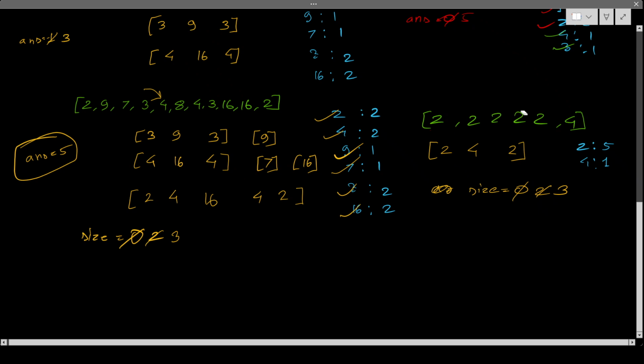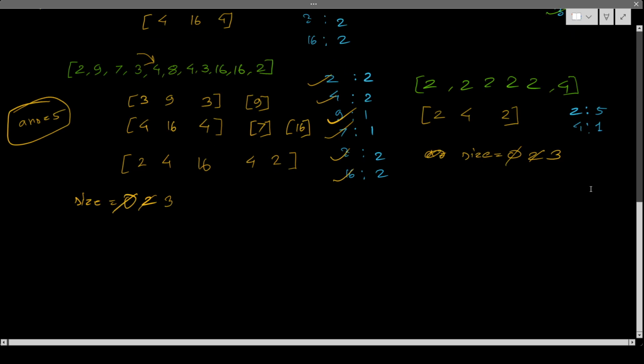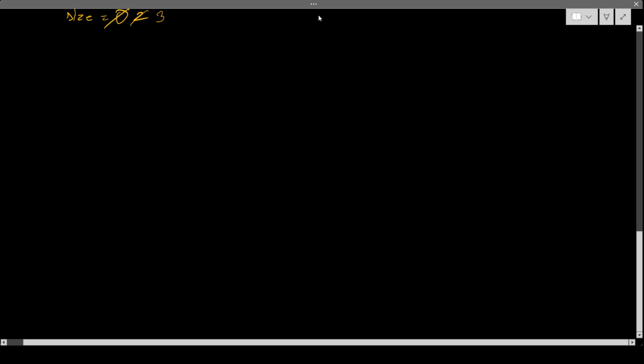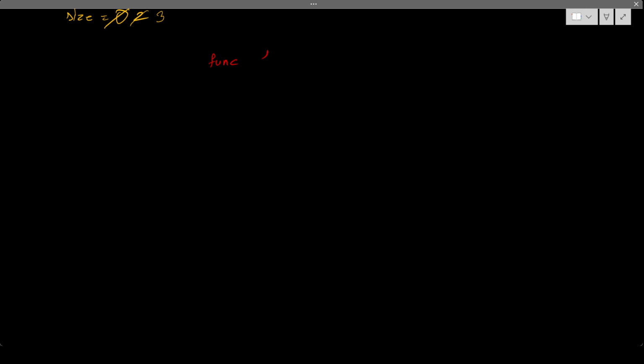Let's write the pseudocode for this. So let's write the function. The condition is, let's say, find subset. I don't know the function name. Find subset. What is given to us? nums is given to us. So what I need is to count the frequency, and I am storing it in a hash map. So I am creating one hash map.